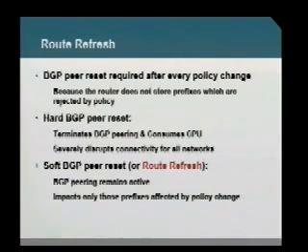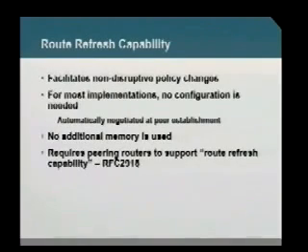So what you want is a soft BGP reset or a route refresh, where the BGP peering remains active, but it only impacts the prefixes which are affected by the policy change. The way route refresh works is, when you need to do a route refresh, you send a message to your neighbor that says, please send your BGP table again, your entire BGP table. So rather than your neighbor sending incremental updates, he sends you his entire BGP table. That's what the route refresh capability is all about.